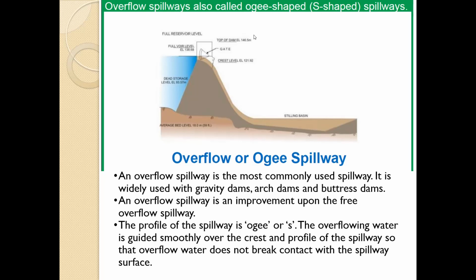The profile of this spillway is made in accordance with the shape of the lower nappe of the free falling jet over a duly ventilated sharp crested weir, as shown in this figure. Here you can see that a gate has also been installed on this particular type of spillway. This is the shape of the nappe, and the ogee has been designed as per the shape of this lower nappe.